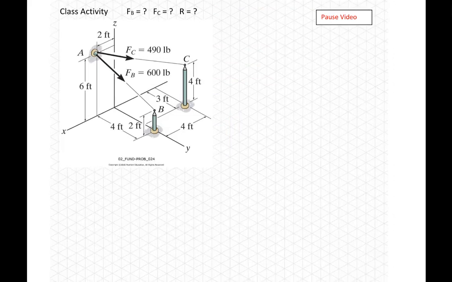Alright, now I want you to pause the video while you work on this problem. This is a fundamental problem that you should be able to do now. Find out what the unit vectors are, what the vector descriptions of each of those forces are, and then add them together to get the resultant. So if you pause the video while you work on that, then I'll show you the solution in just a second.